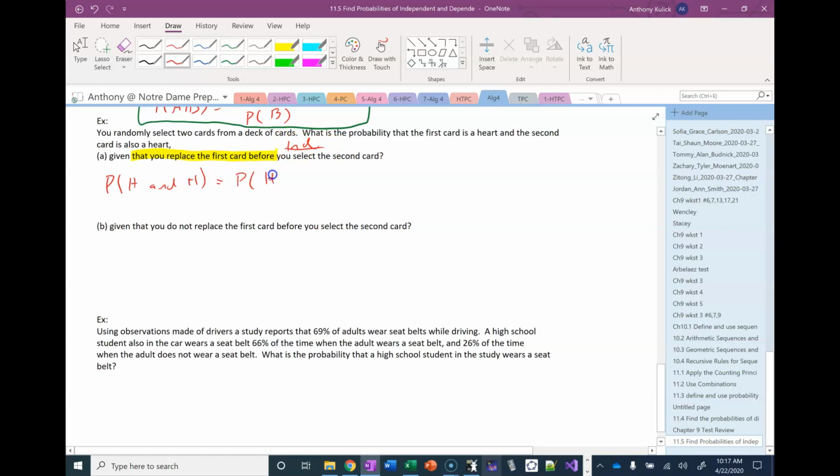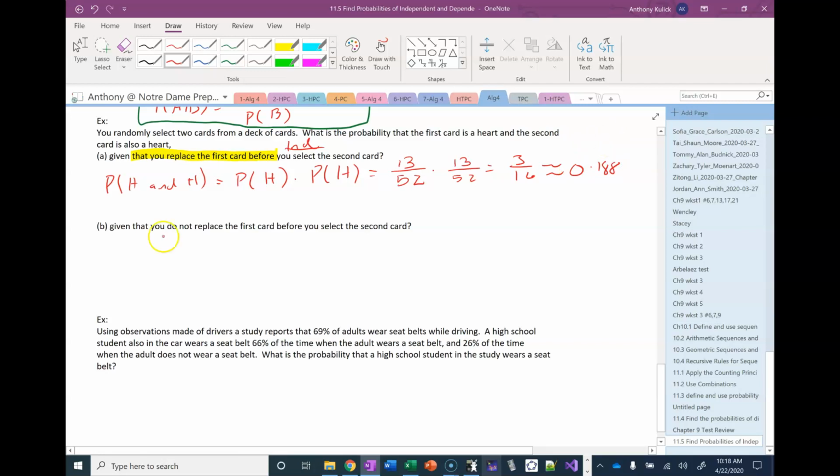So I'm just going to have the probability of drawing a heart times the probability of drawing a heart. So how many of any suit is there in a deck of cards? 13 out of 52 total cards. And since I put that card back in, there's still going to be 13 hearts and 52 cards when I do that. So this gives me, when I reduce the fraction, 3 out of 16, or about 0.188.